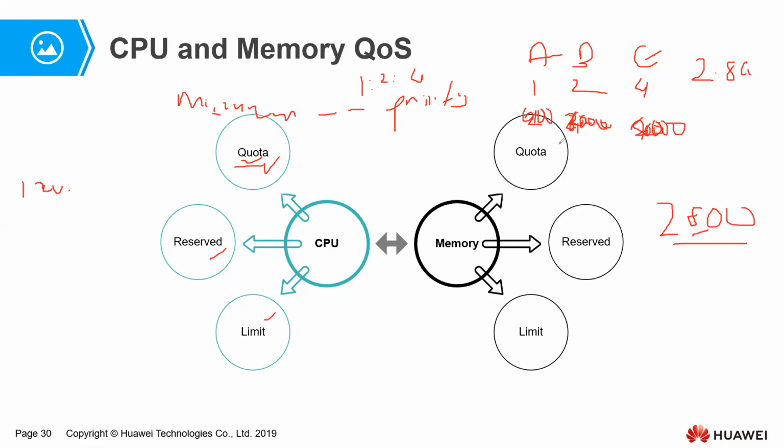So the CPU quota takes effect only when resource competition occurs. As long as there is no competition and they are performing below their quotas, they are able to use as much as they can. But in case there is resource competition, that's when we apply the CPU quota.